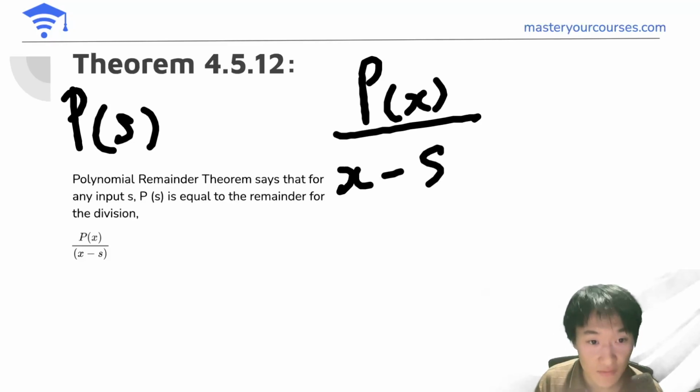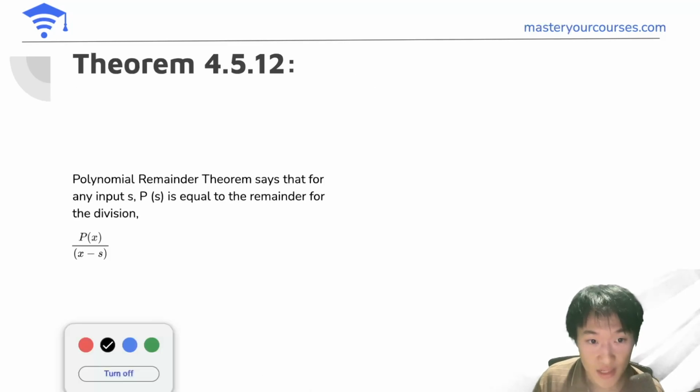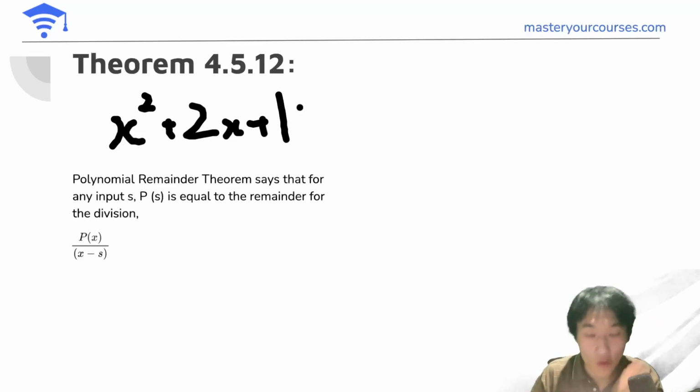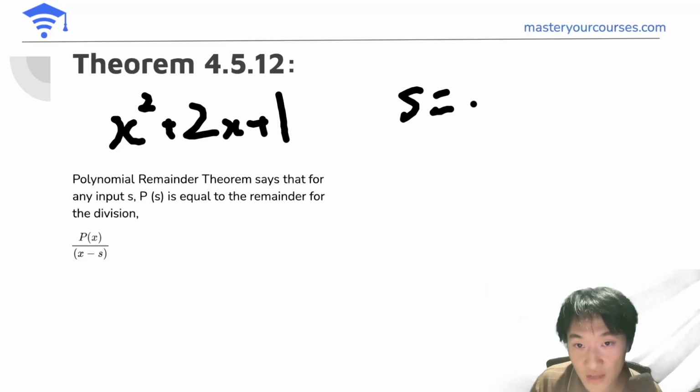Let's see if this works by example. So say your polynomial is x squared plus 2x plus 1, as we have dealt with previously, and s is equal to negative 1.